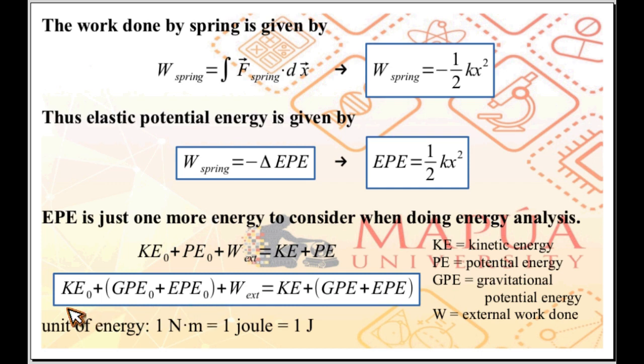So, the equation now becomes kinetic energy initial plus gravitational potential energy initial plus elastic potential energy initial plus work done by the external influences is equal to final kinetic energy plus final gravitational potential energy plus final elastic potential energy.